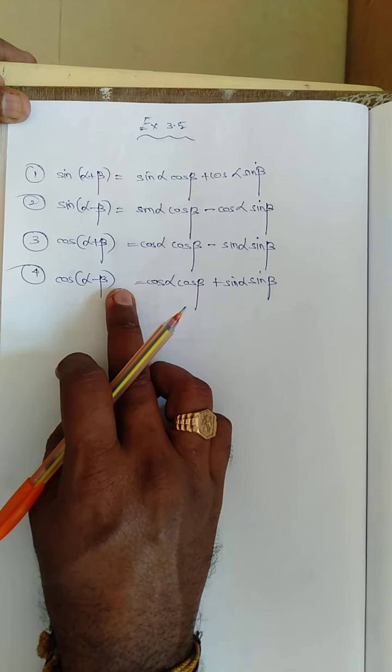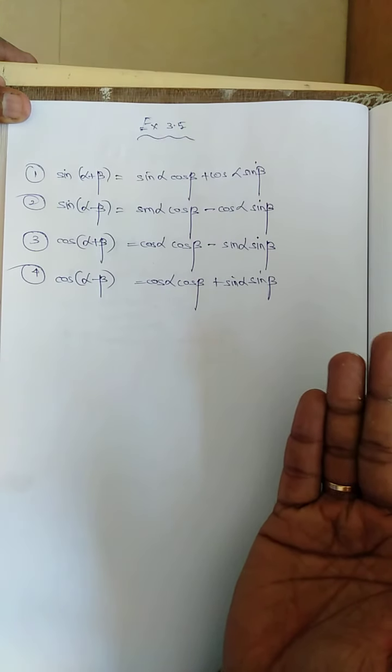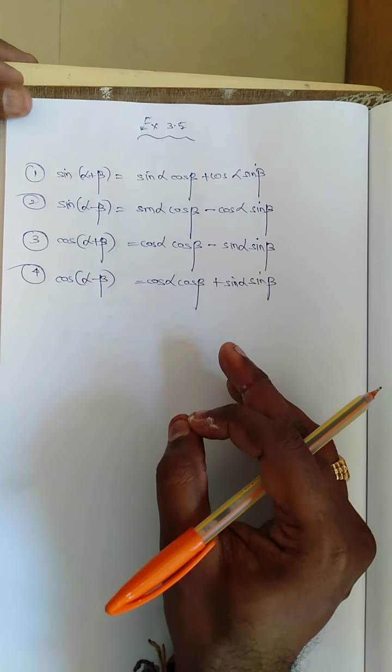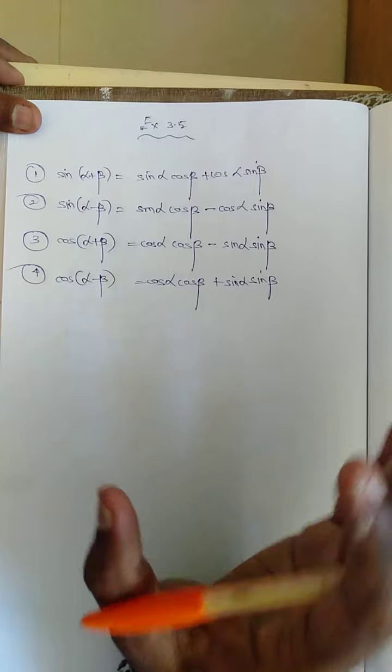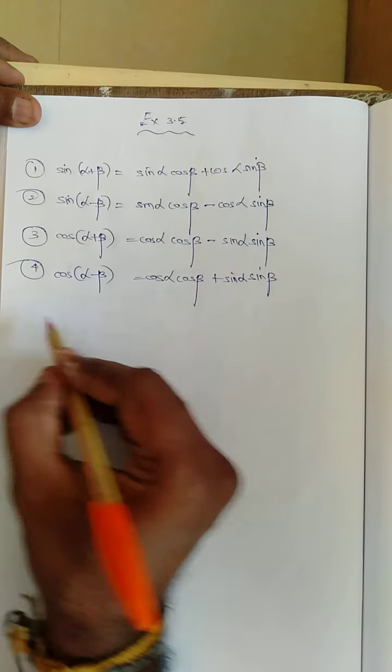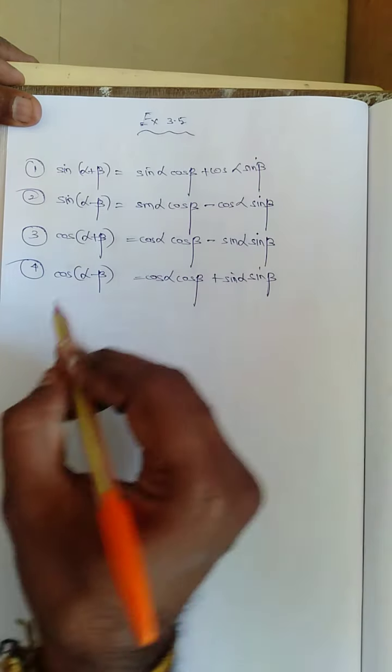These formulas will be useful for exercise 3.5 also. In trigonometry, there are nearly 50 formulas we need to study. So these are the first formulas we went through in exercise 3.4. Next I move towards the exercise 3.5 formulas.